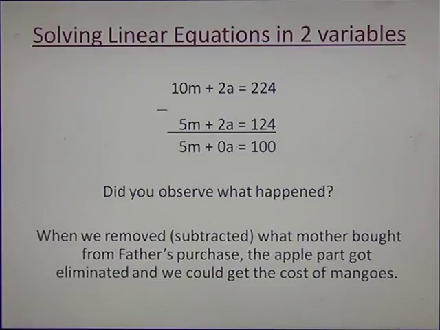So did you observe what happened? When we removed or subtracted, in mathematical terms, what mother bought from father's purchase, the apple part got eliminated. And that's why we could get the cost of mangoes, because that was the only variable left.